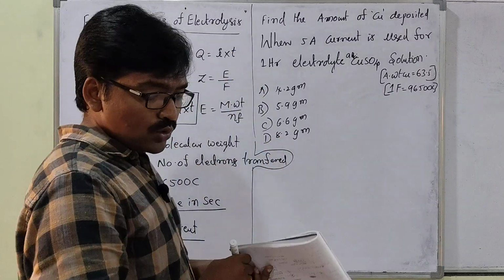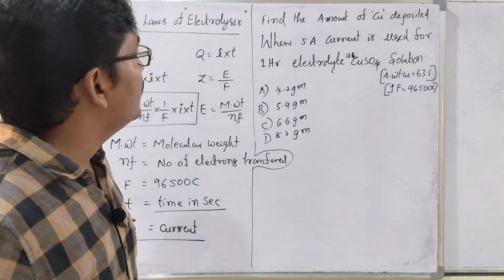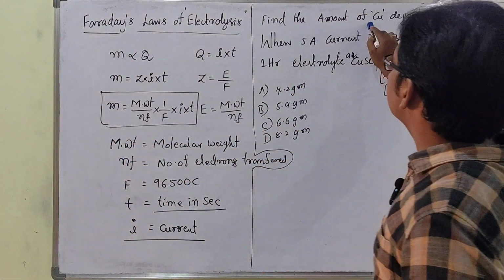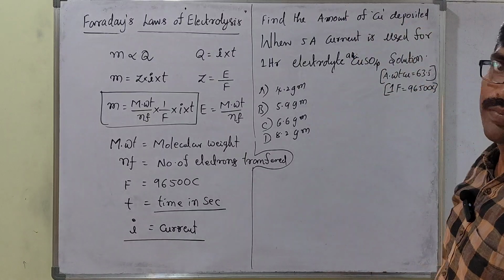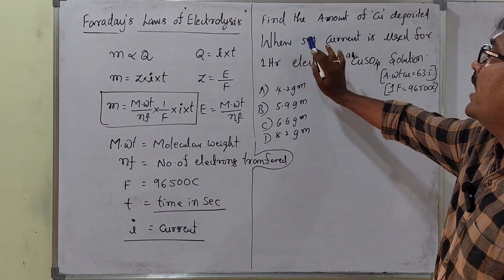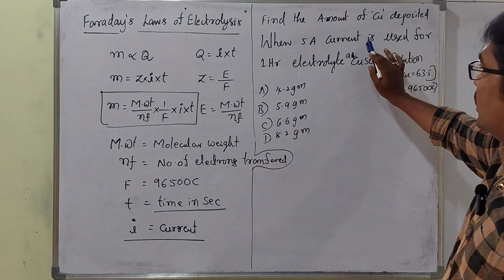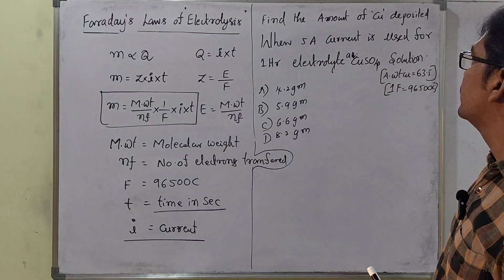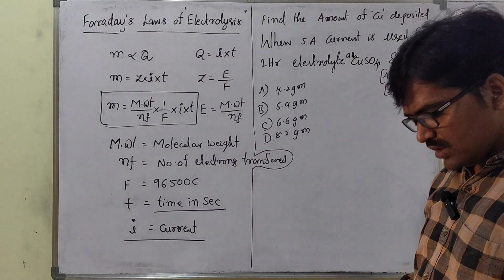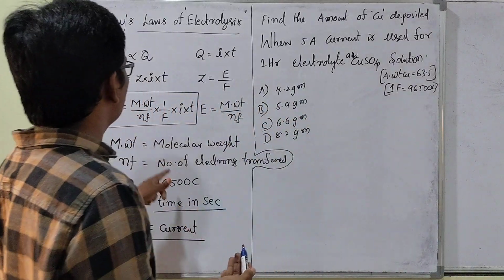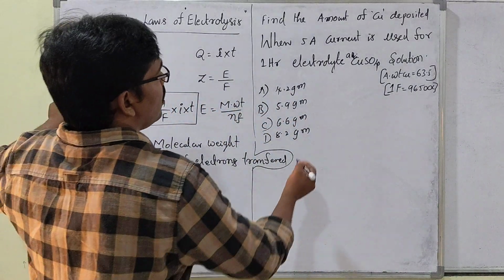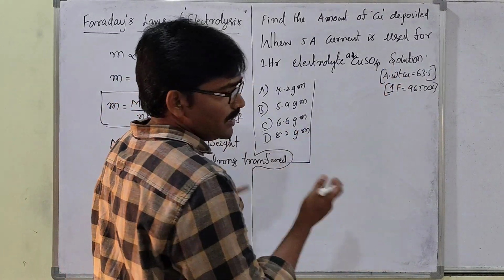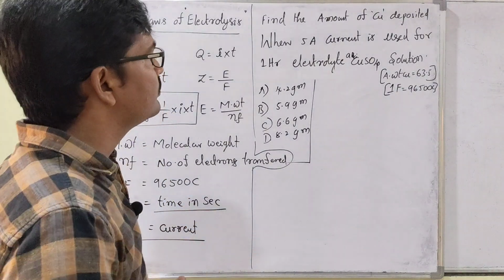So look at the question once. Find the amount of copper deposited when 5 amperes of current is passed for 1 hour through an electrolytic solution of copper sulfate. Then what is the amount they are asking? Look, my dear students, what formula you have to use. This formula you have to use. Let us check whether all the values are there or not. The molecular weight, that is the atomic weight, is given here. So the atomic weight of copper is clear.